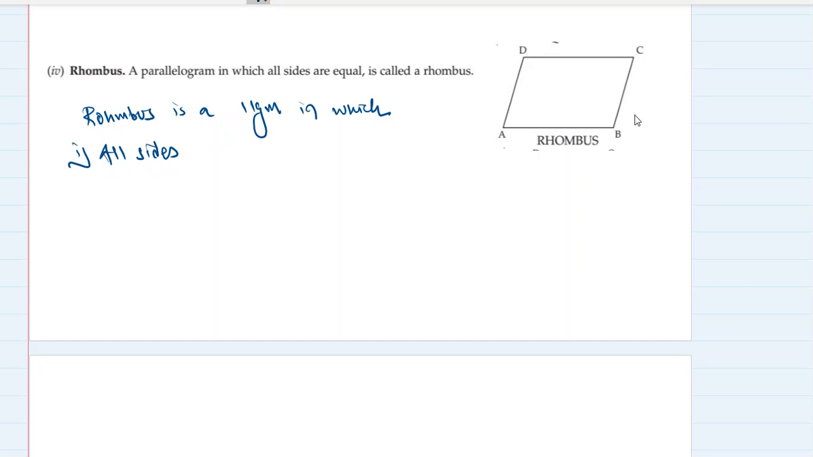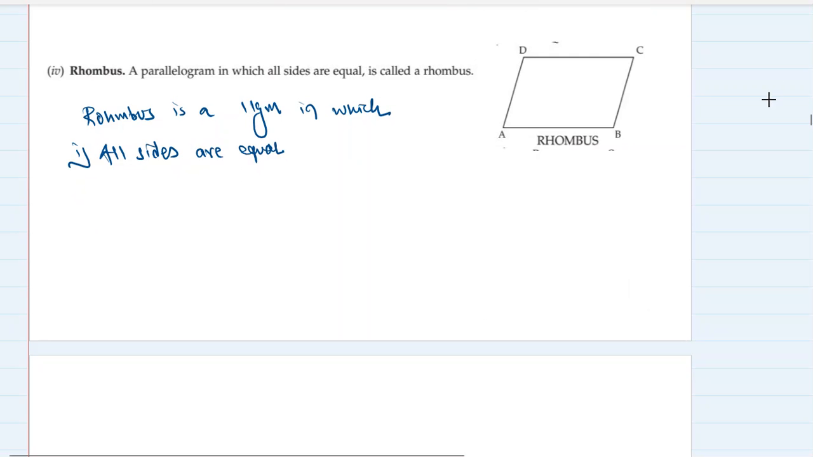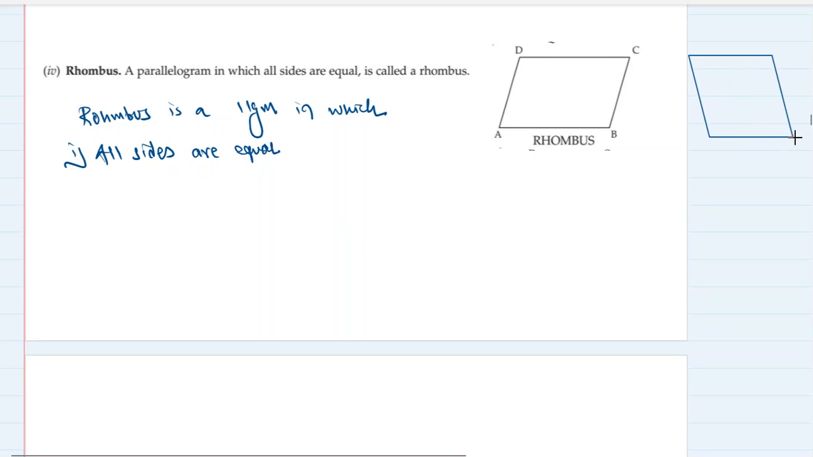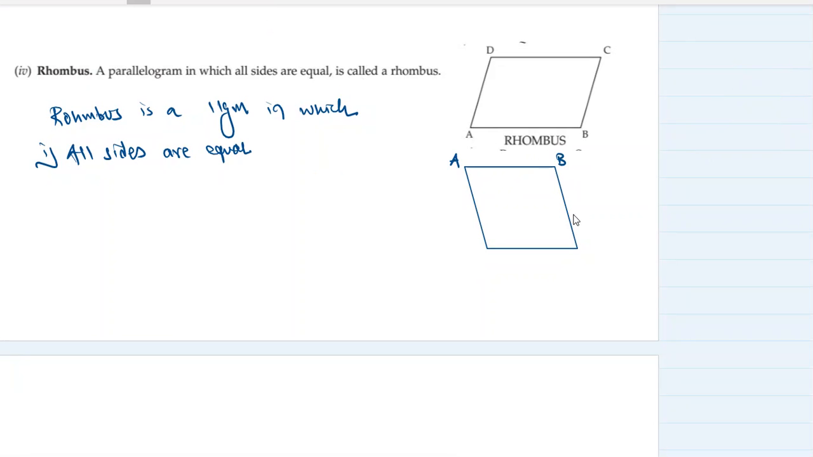सो इधर रोम्बस का जो फिगर है वो क्लियर नहीं बनाया, अच्छा नहीं बनाया, मैं और एक फिगर बनाता हूँ तुम्हारे लिए. All sides are equal. ठीक है, let me draw a rhombus for you. ओके, this looks like a rhombus. इसमें सारी साइड्स इक्वल भी दिख रही है. ठीक है, so if I name it as ABCD, all the sides are equal, जो पैरेललोग्राम में नहीं था.